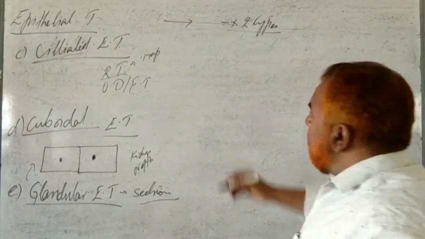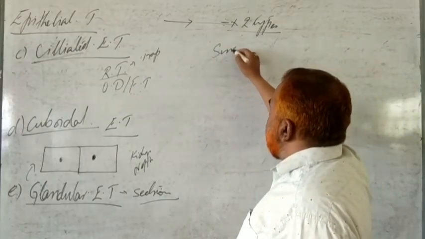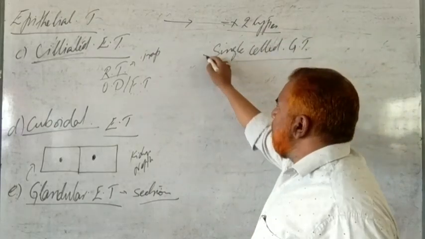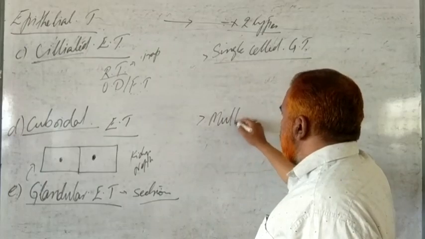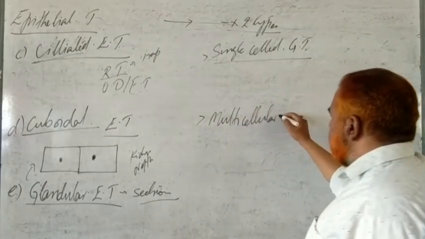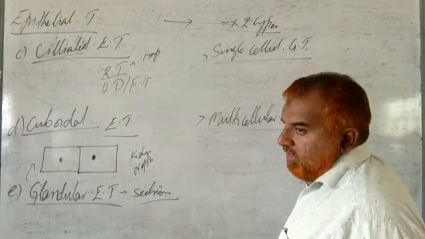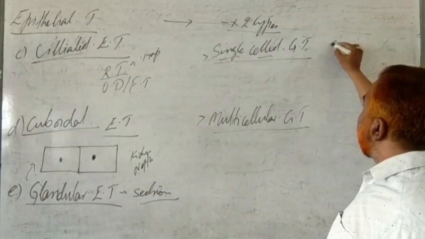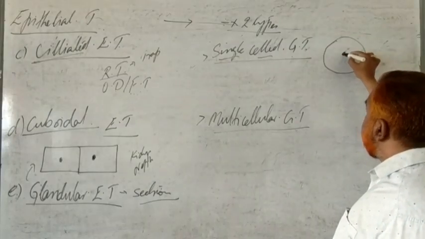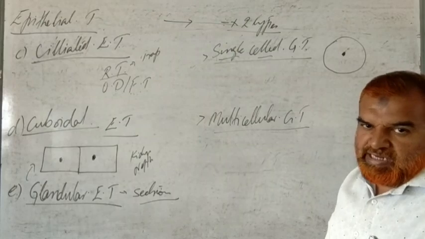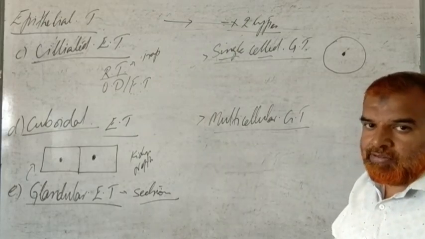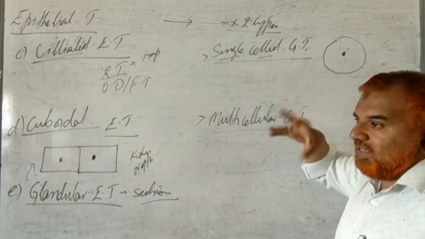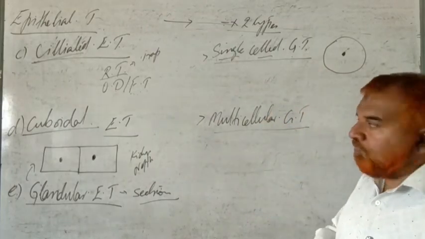Glandular tissue again has different types. One is single-celled glandular tissue, and the other is multicellular glandular tissue. As the name suggests, single-celled glandular tissue means only one cell is acting like a tissue. It's a little away from the definition, because tissue means a group of cells, but here one cell acts like a gland, hence known as glandular tissue.